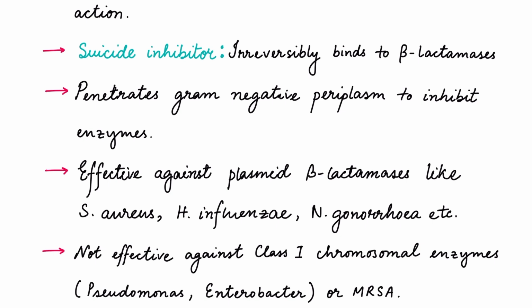However, it is important to remember that clavulanic acid is not effective against class 1 chromosomal beta-lactamases, such as those produced by Pseudomonas and Enterobacter. And it is also ineffective against MRSA or methicillin resistant Staphylococcus aureus.